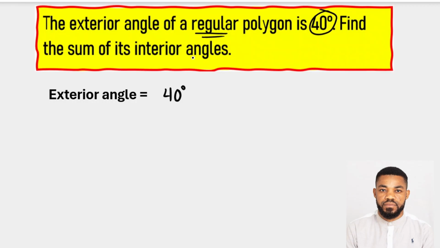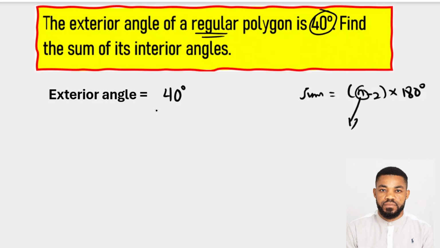Now, before we find the sum of its interior angles, we have to do something first. Remember, the sum of the interior angles of any polygon is equal to n minus 2 times 180 degrees, where n is the number of sides. But we don't know n, so first of all, we have to find the value of n before we can find the sum of the interior angles of this regular polygon.